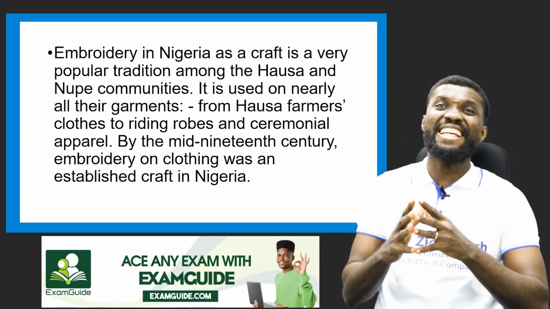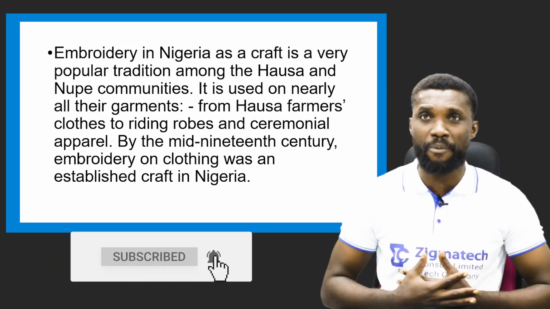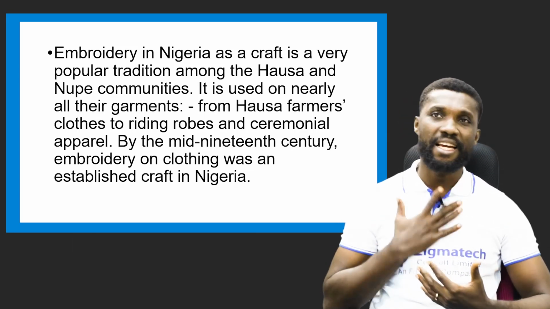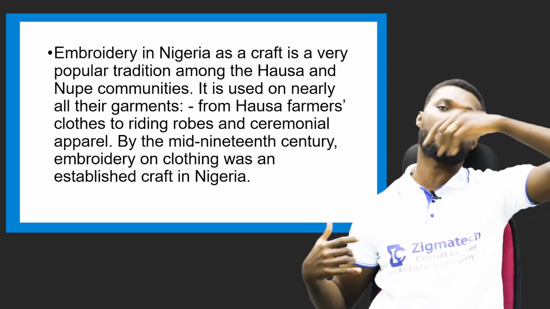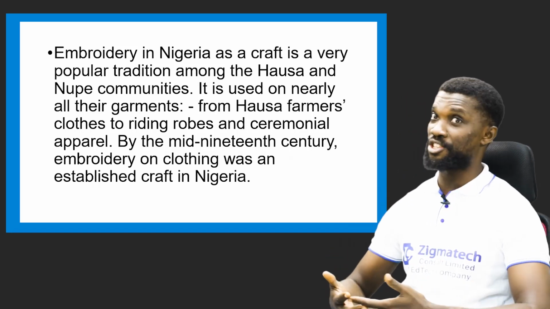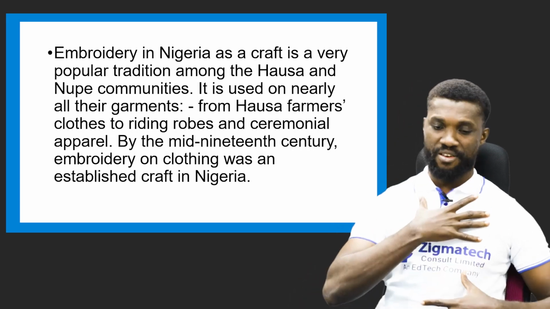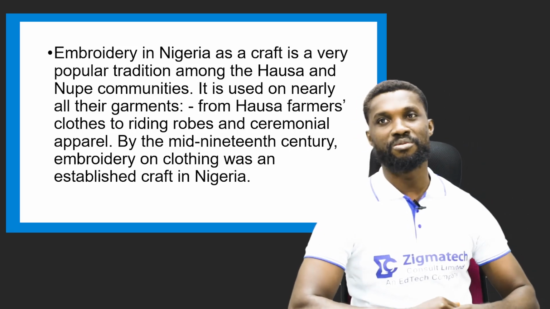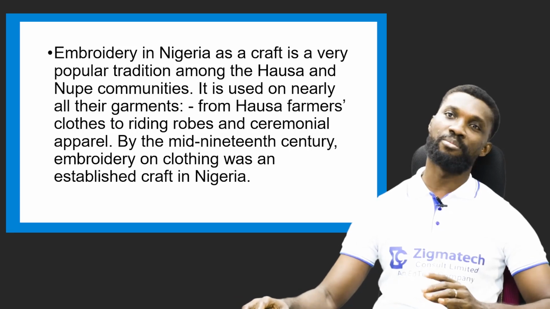It is used on nearly all their garments. In every Hausa or Fulani or even the Nupe people's garments, you see what? Embroidery. When I was growing up, there was a cloth we called the 1,500. If you know presidents, those of us in Nigeria here, you see their clothes, the Northerners usually wear this beautiful embroidered babariga, that is actually called chieftaincy or so.